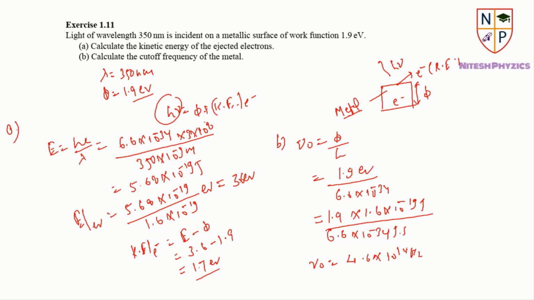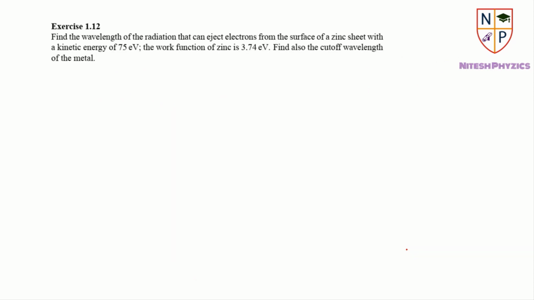I hope that you understand this problem, how we can calculate. Now moving towards the next problem. Find the wavelength of the radiation that can eject electron from the surface of zinc sheet with a kinetic energy of 75 electron volt. The given kinetic energy is 75 electron volt, right? And the work function of zinc is 3.7 electron volt. Find also the cutoff wavelength of the metal.